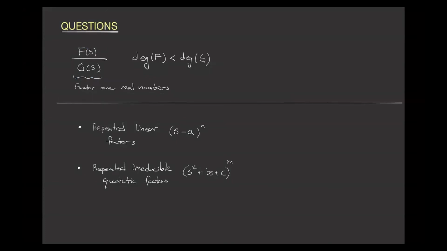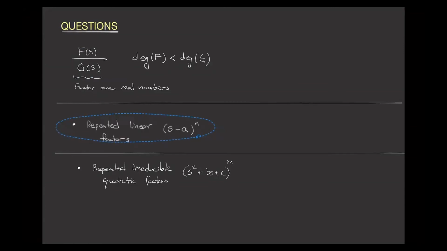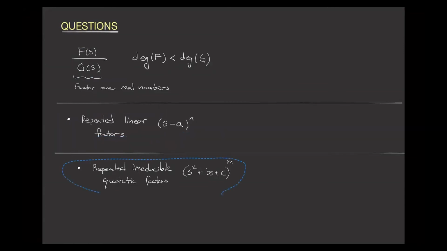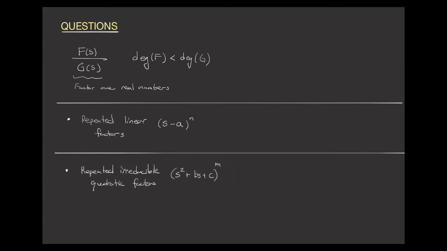You can get repeated linear factors or you can get repeated irreducible ones. Any polynomial with real coefficients can be factored down into only repeated linear factors and repeated irreducible quadratic factors. You could get a quadratic, but then reduce it, but some of them won't be reducible or factorable anymore over the real numbers. So when I say irreducible, what I mean is over the real numbers, i.e., they have complex roots, but not real roots.